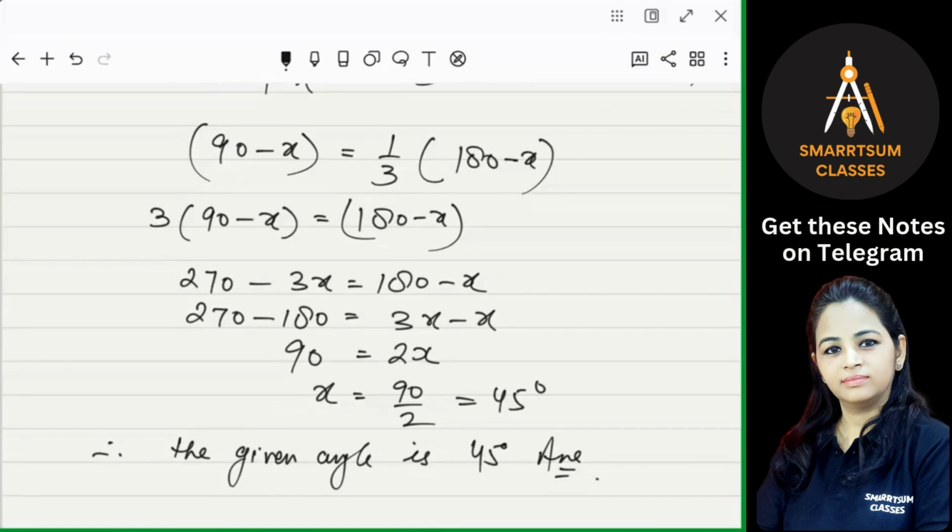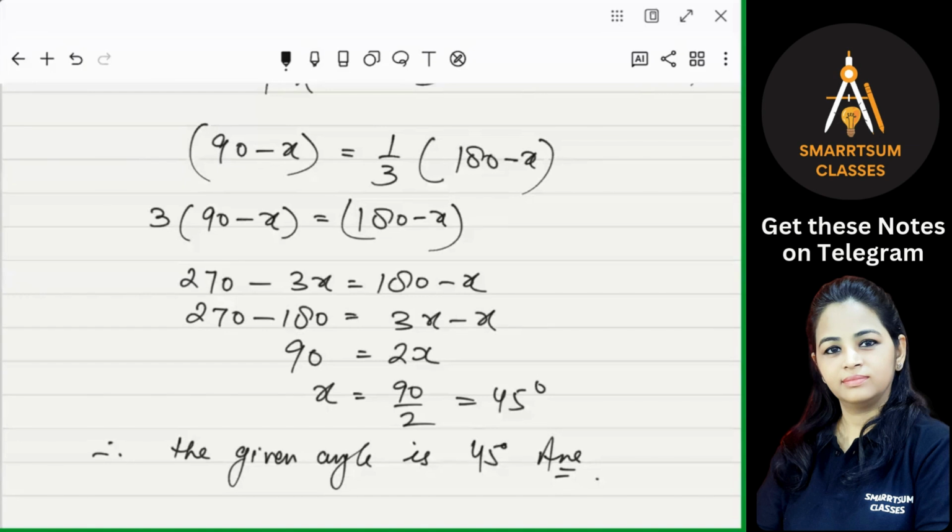Is that clear? So what is the complementary angle of 45 degrees? 45 only, right? So 45 is the angle whose complementary angle has the same measurement. 90 minus 45 is 45 only. And this 45 is 1/3 of its supplement. What is its supplementary angle? 180 minus 45, that is 135, and 1/3 of 135 is 45 degrees.